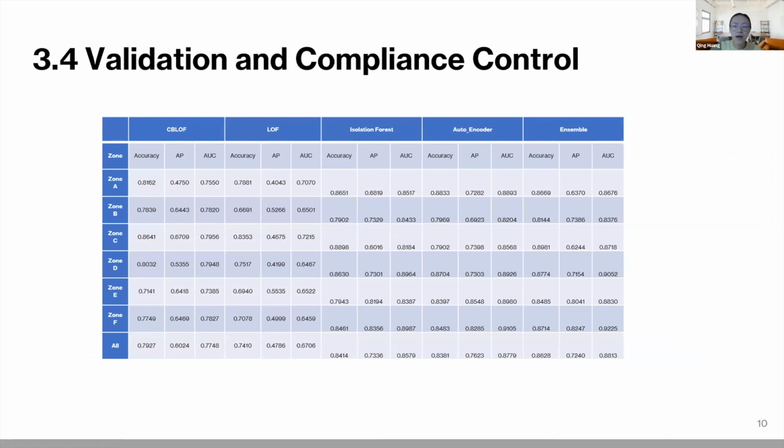We compare the ultimate detection result with the abnormal sales volumes identified by the management. As we can see here, our algorithm, especially these two state-of-the-art algorithms, has a very good performance, and our ensemble results have even better performance.